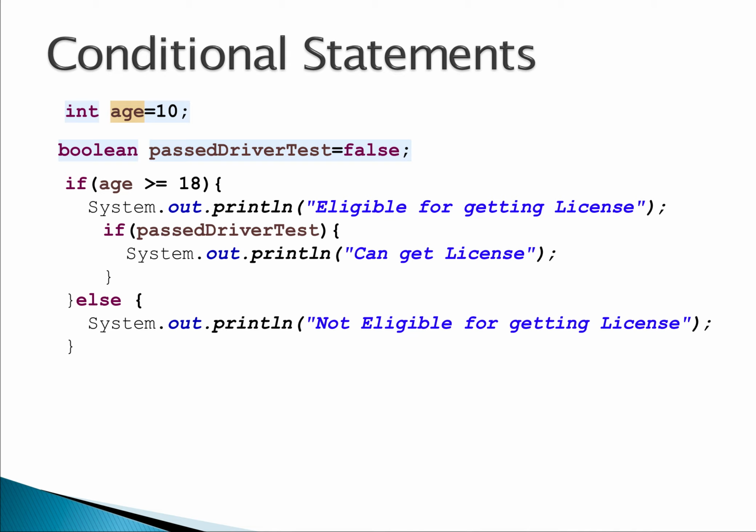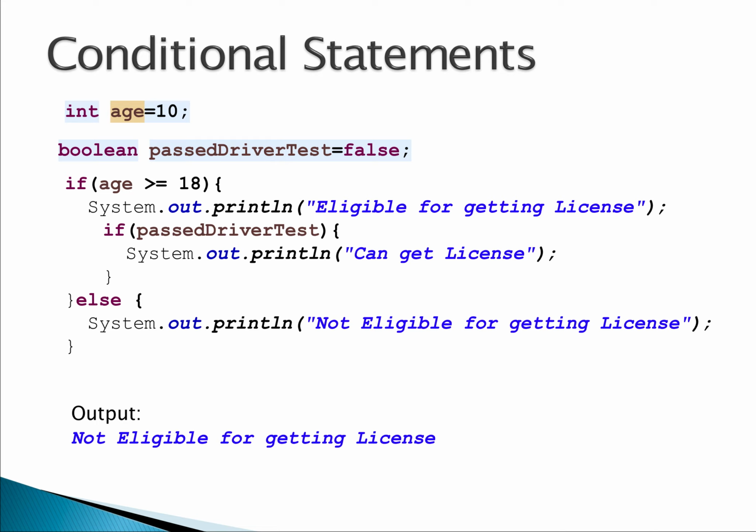When it is false, it is going to execute the else block here. What is there in the else block is it is going to print not eligible for getting a license. So this code is going to evaluate, and if you run this code, it is going to give you the output of not eligible for getting the license.